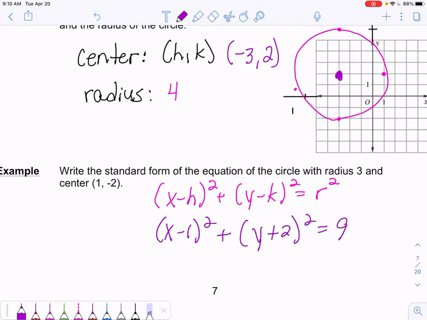Yep, that's it. So the center is (h, k). The radius is 3. When you plug it in, you square it to get 9. Questions?